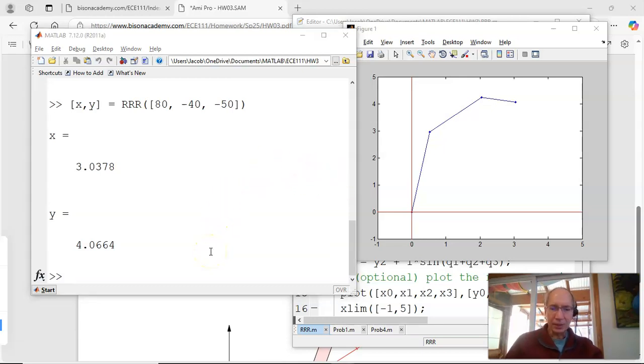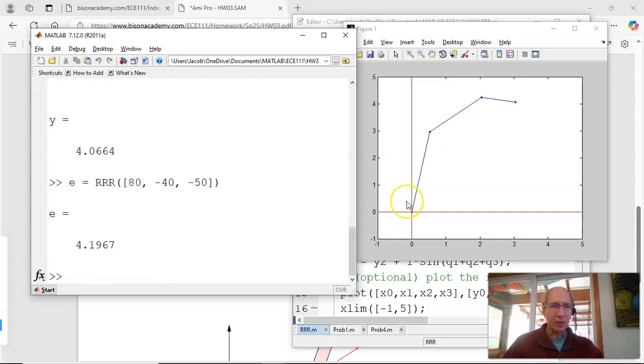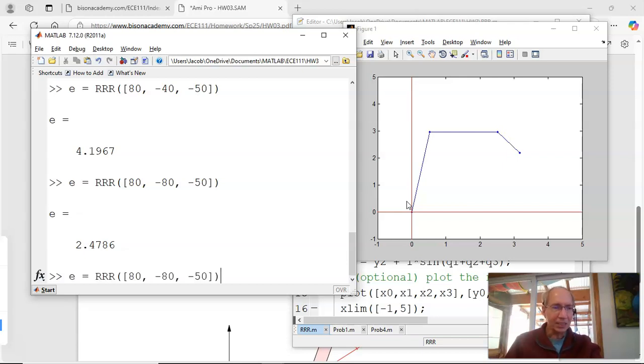So what I can do is guess, guess again, guess again. If I try this, it now just returns a single number, the error. I'm off by 4.19 meters. I can guess and say, let's try, this goes down a little bit. It's now 2.47 meters. You can keep on guessing, guessing, and guessing again, or let MATLAB guess for you.